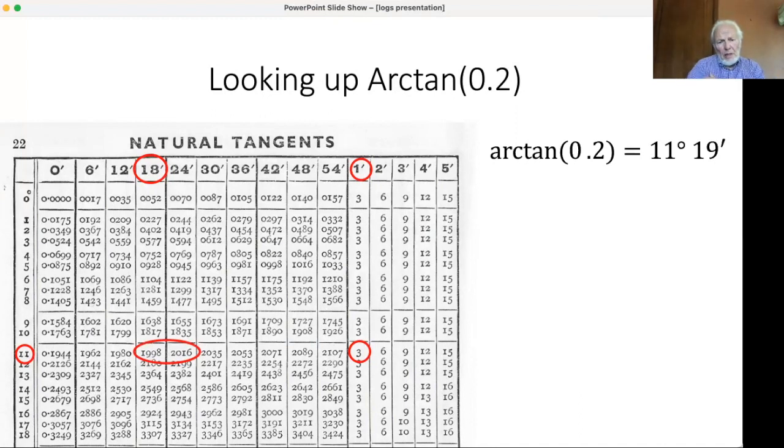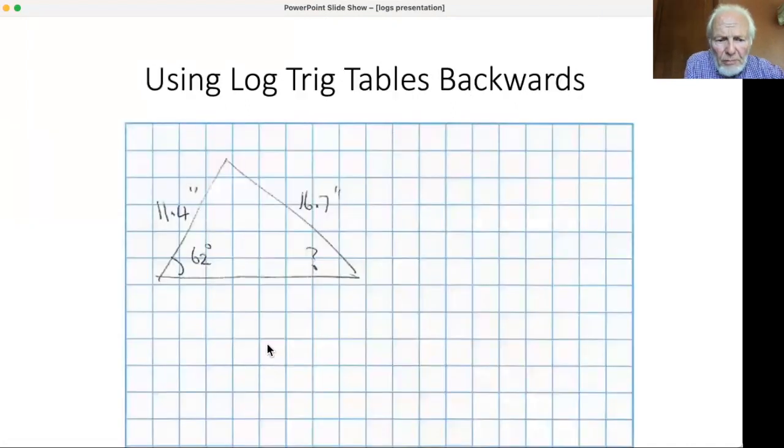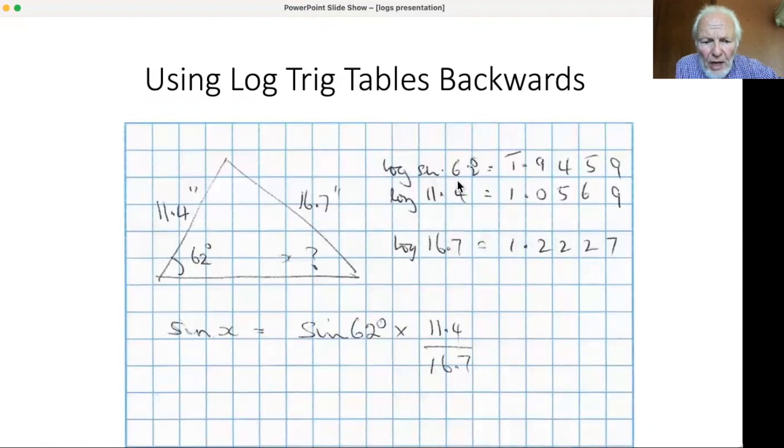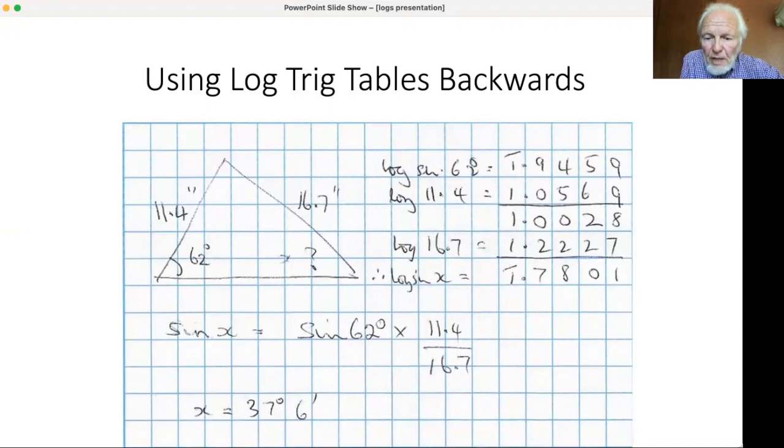Okay, and we're the same with the log trig functions. There isn't a question on the paper that uses any of this, but I've made one up. So here's a simple question using the sine rule. What's this angle? So this is the calculation we're trying to make: sine of x is sine of 62 times 11.4 over 16.7. Okay, so what are we going to do? We work out log sine of 62 degrees, it's that. Log of 11.4 is that. And we're going to add those and then subtract log of 16.4, and we get this. And then we look this up in the log sine table used backwards to get that.